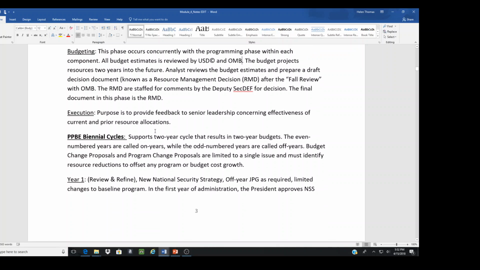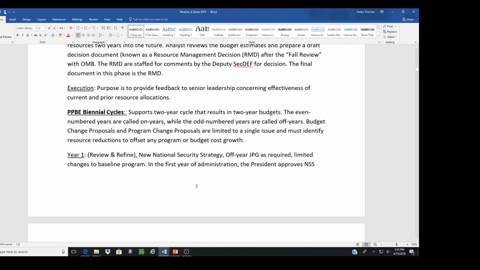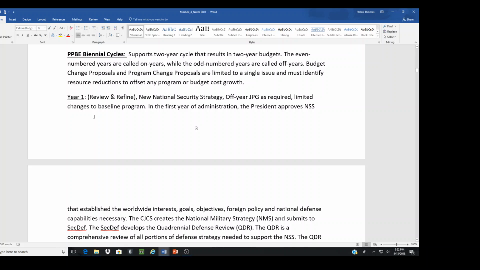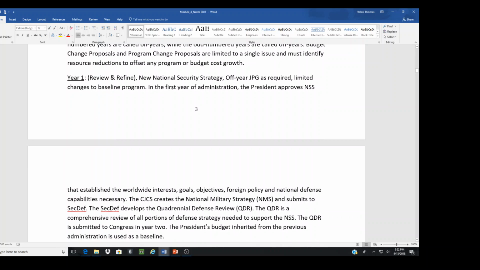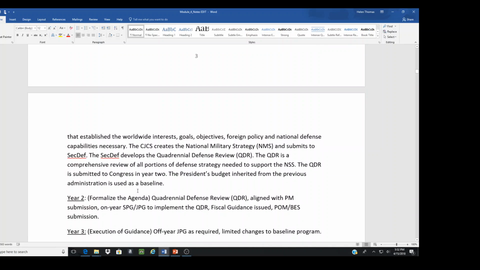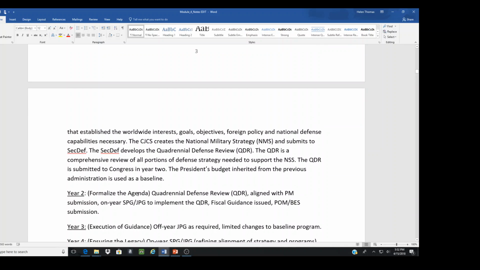And the execution phase is simply looking for feedback. We want to know how you are spending the resources that you receive. So there's a lot that goes on under the execution phase. We talk about the biannual cycles. That's also in the 2011 study guide for Module 4. Year 1 is typically when you have your new national security strategy. Everything's new. And year 2 is when we do updates, to formalize and update the agenda.